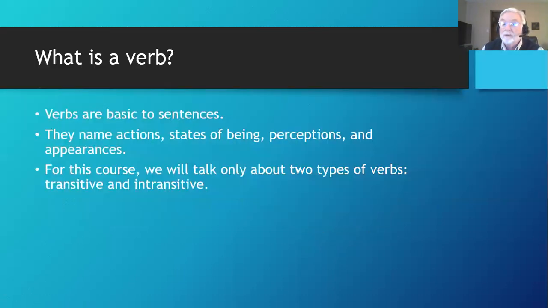So what's a verb? Well, a verb is really the chassis of a sentence. They're essential in sentences. Verbs name actions, states of being, perceptions, and appearances. For this course, we're only going to be talking about two types of verbs, transitive and intransitive. Other grammars give information such as linking verbs. A linking verb is an intransitive verb, but it has certain characteristics. Those characteristics really aren't necessary to our purposes.